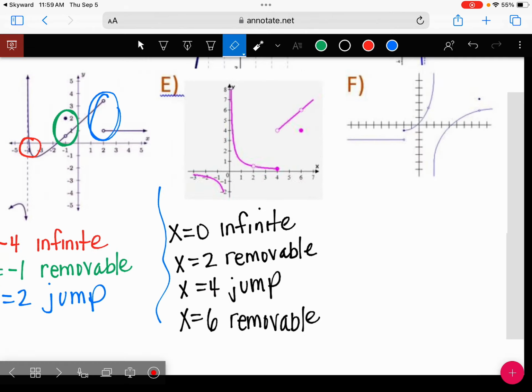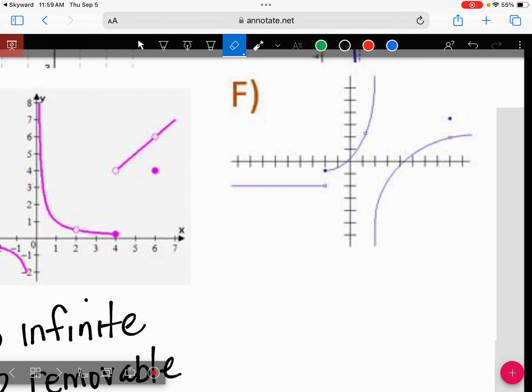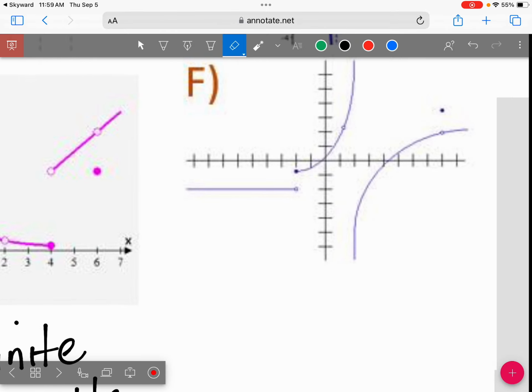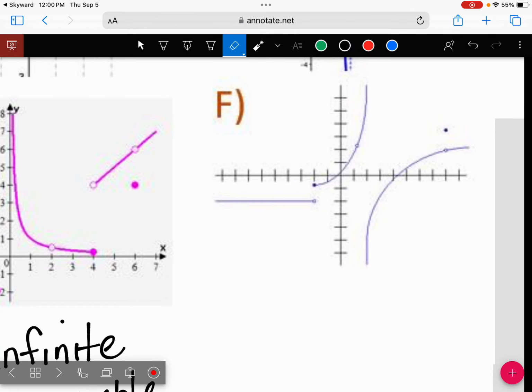All right, let's look at f. I know these graphs aren't that great. So I see 1, 2, 3. I see 4 again. 1, 2, 3, 4. Go ahead, identify those 4.